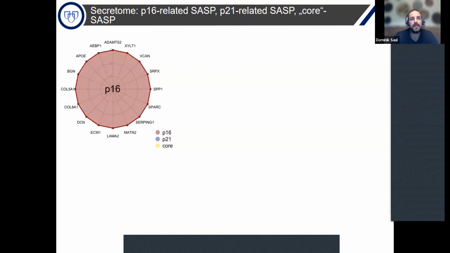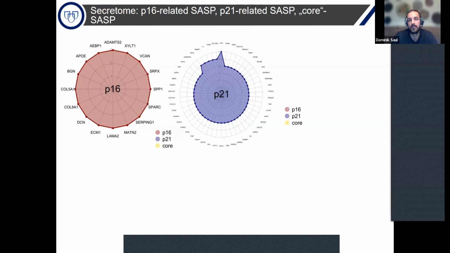And then we use the whole secretome, and we find more markers now, but the maximum number of data sets in which we find P16 positive cells to secrete a factor is 3. So there's never 6 out of 6 data sets in which P16 positive cells secrete a specific factor. It's a maximum of 3. So you see the SASP seems to be smaller and not found throughout all the tissues, as we can find in P21 positive cells. So these are the whole secretome markers for P16.